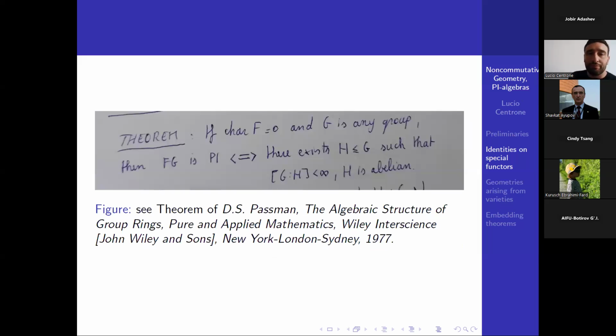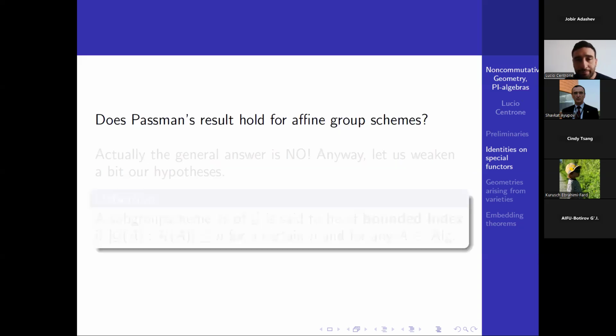We have a theorem from Passman. Characteristic 0, G is any group, so the group algebra of G is PI if and only if there exists an abelian subgroup of finite index. So, in few words, if this group is virtually abelian. So this is the equivalent condition for a group algebra of being PI.